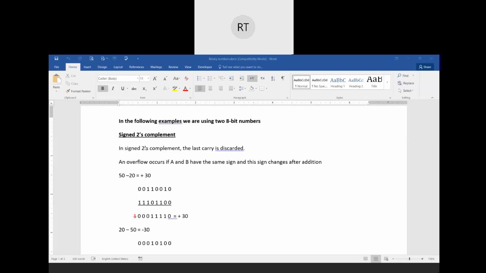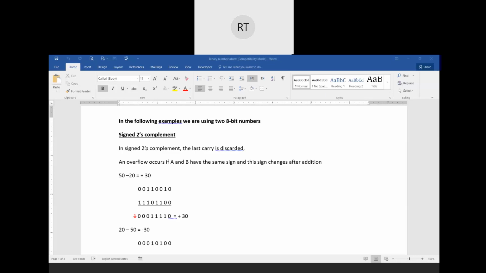You have 50 minus 20. In this case, you have a positive number, which is the 50, and you are subtracting it from another positive number, which is the 20. Anytime you have two positive numbers and you are subtracting them, you can use either two's complement or sign magnitude. I will start with the 50.